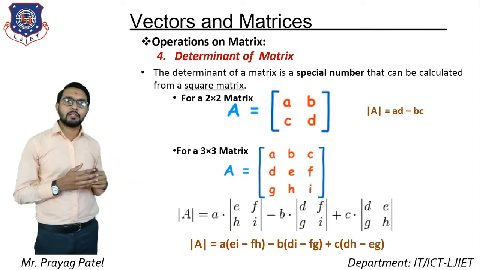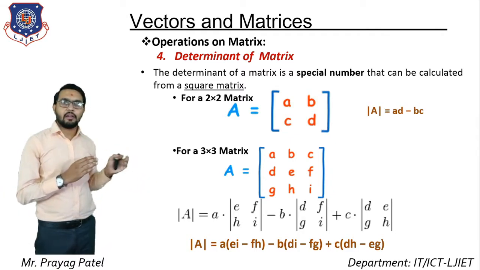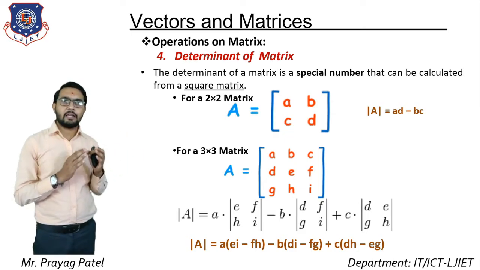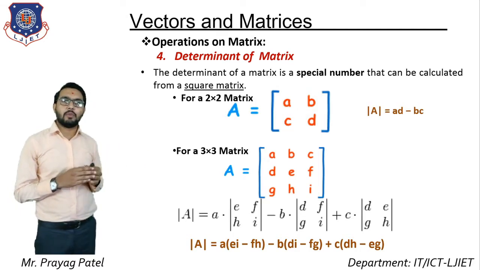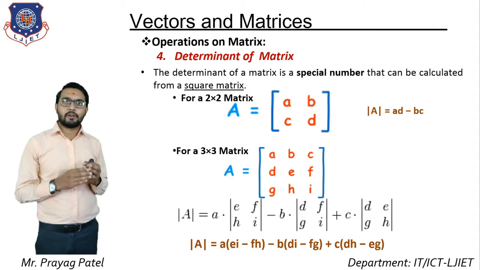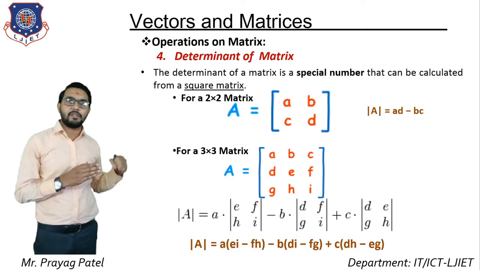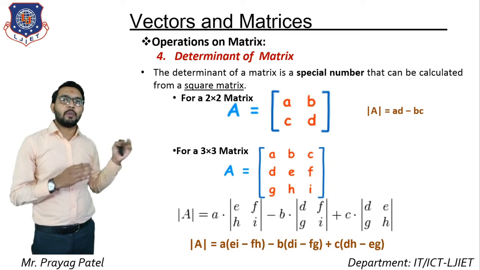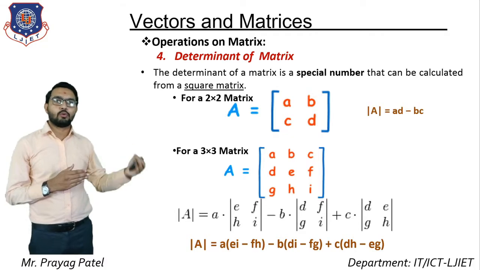Now for a 3 cross 3 matrix, the determinant of matrix A equals, first, A into, here remove the first row and first column, because we select A at the first position, the first row and first column location. So the remaining elements are E, F, H, I. Now minus B, then remove the first row and second column. So the remaining elements are D, F, G, I. Plus C, remove the first row and third column. So the remaining elements are D, E, G, H. After that we find the solution according to the 2 cross 2 matrix method.